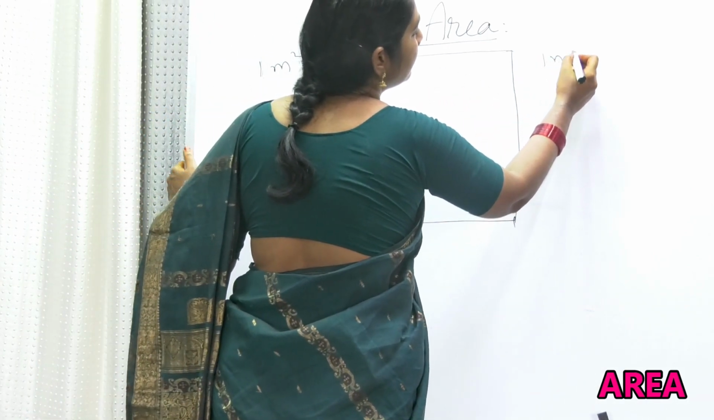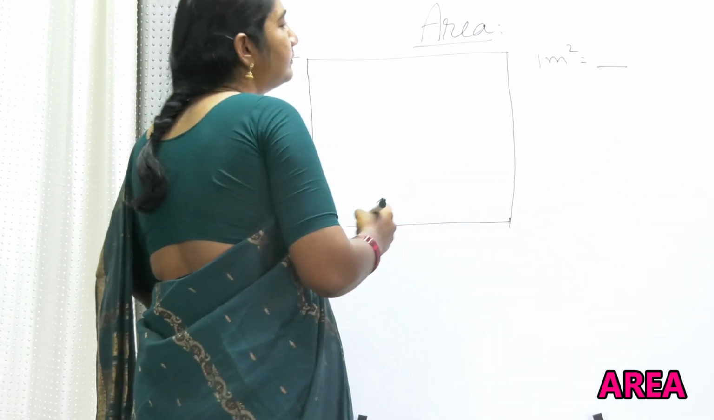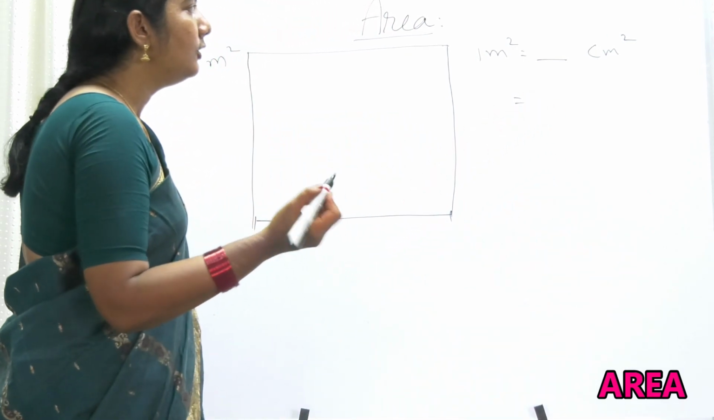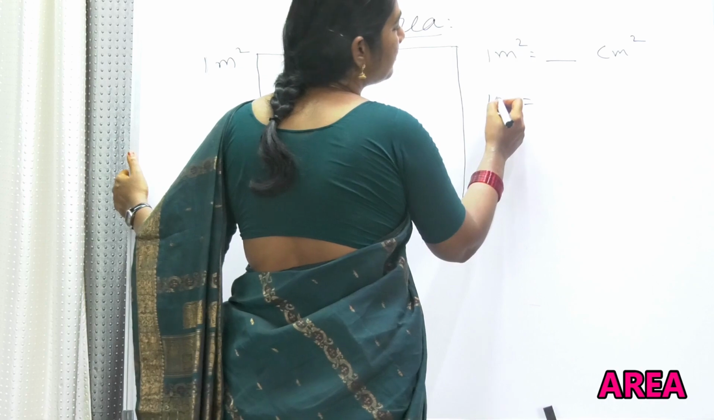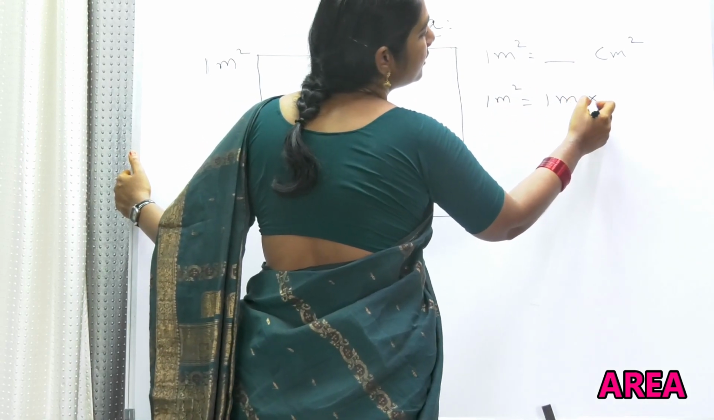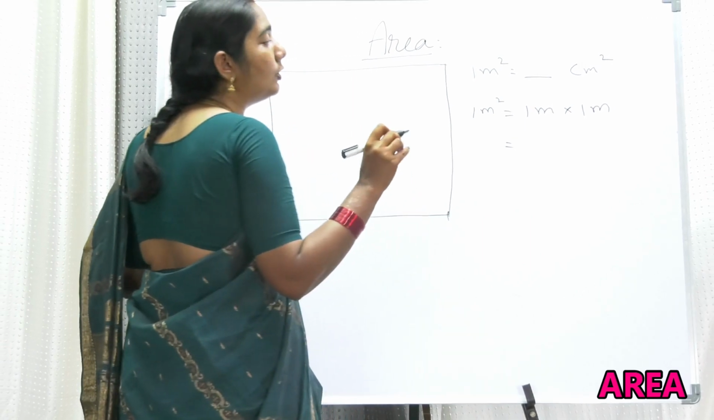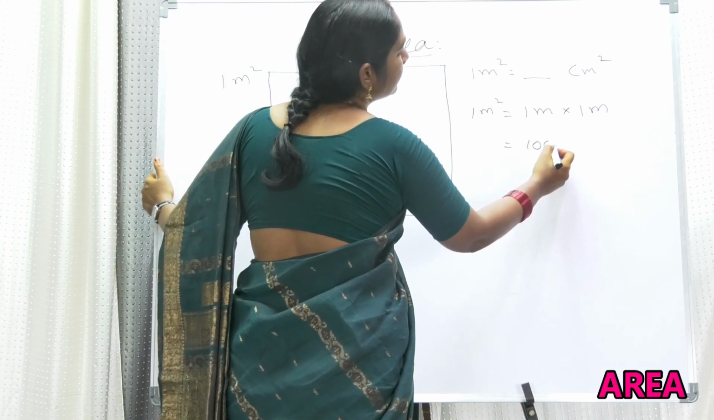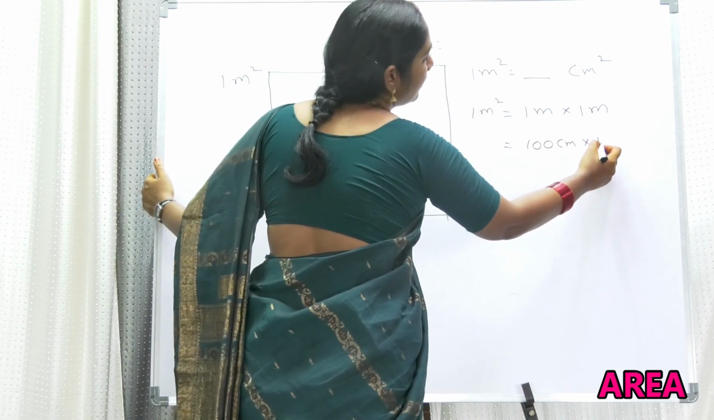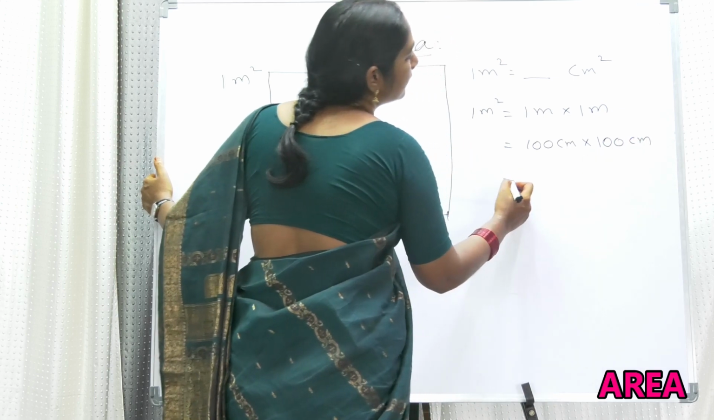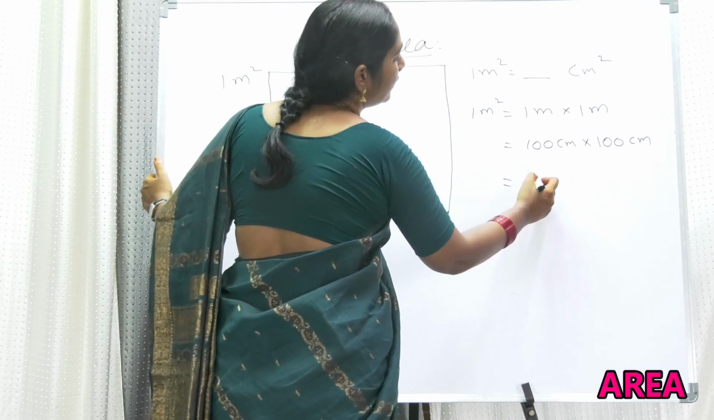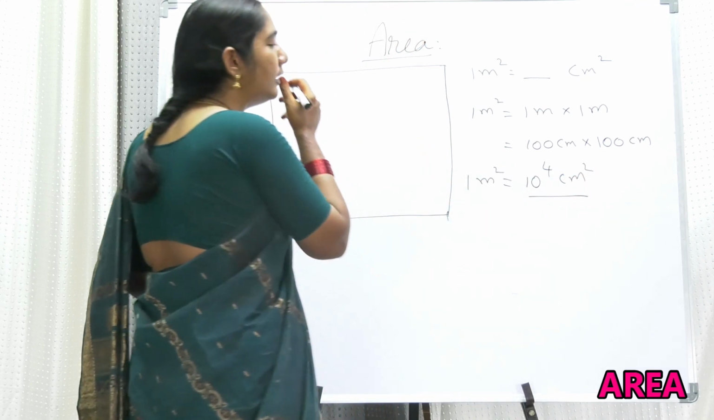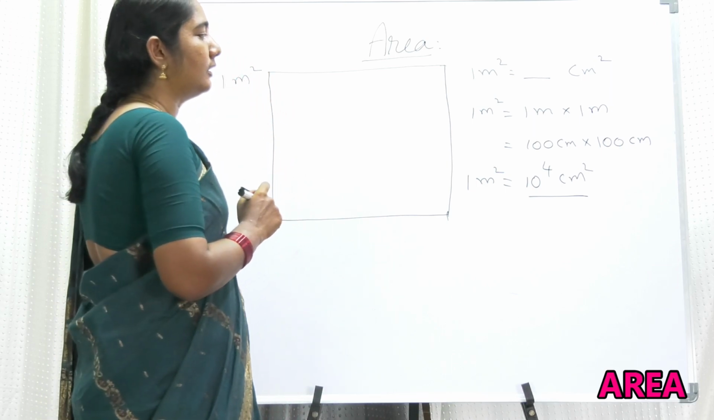Now my dear friends, 1 square meter is equal to dash square centimeters. You all know that 1 meter square is nothing but 1 meter into 1 meter. You must know how to convert. In 1 meter there are 100 centimeters, and again in the other 1 meter there are 100 centimeters. So 100 into 100 gives 10 to the power of 4 square centimeters. So 1 meter square is equal to 10 to the power of 4 centimeters square.